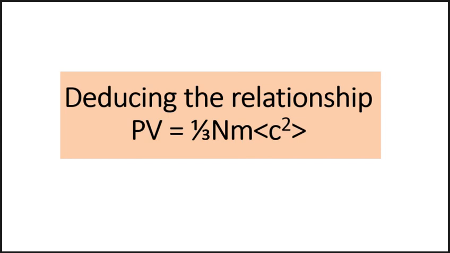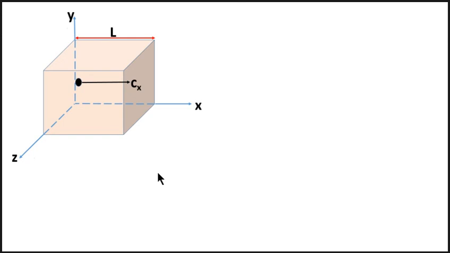To do this, let's consider a square container with a molecule inside the square container. Let's take this to be our result. This is our horizontal axis X, this is the vertical axis Y, and we have another axis Z there, Z.